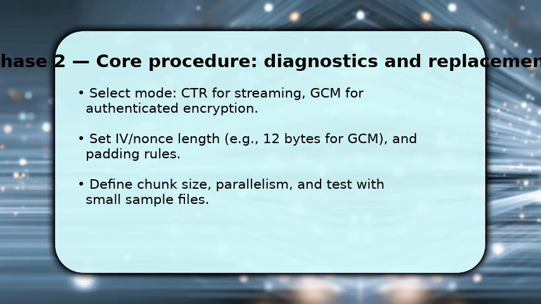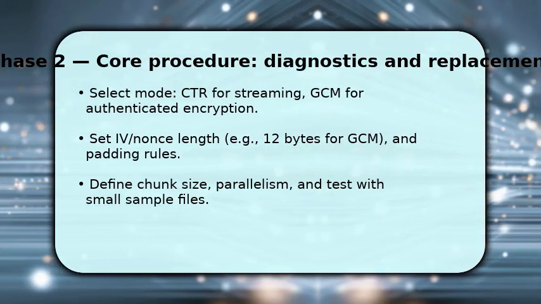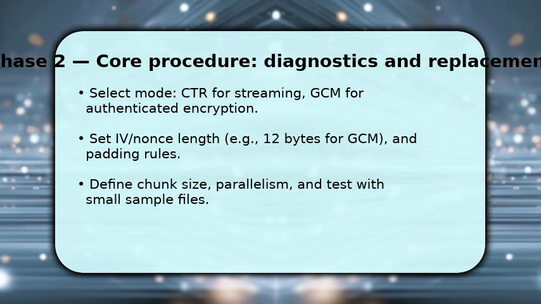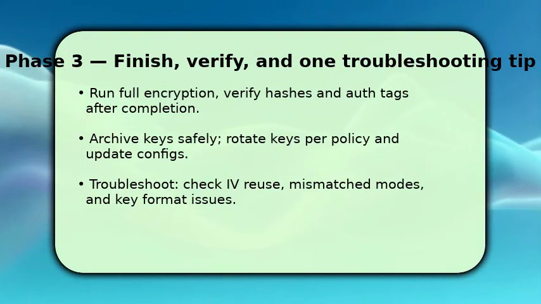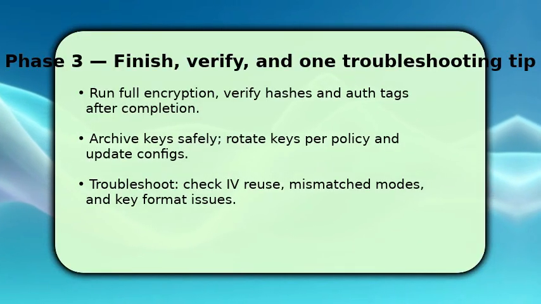Once configured, encrypt a small sample file to verify integrity tags, and examine the output headers. You finish by running the full job and validating outputs against expectations. After encryption, compute and compare hashes, confirm authentication tags, and check header metadata for algorithm and version.